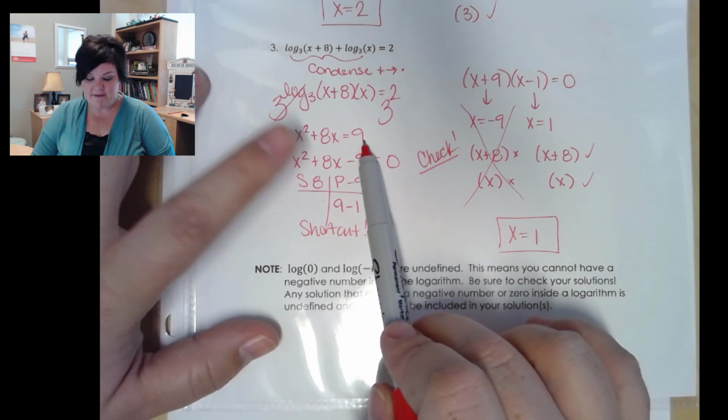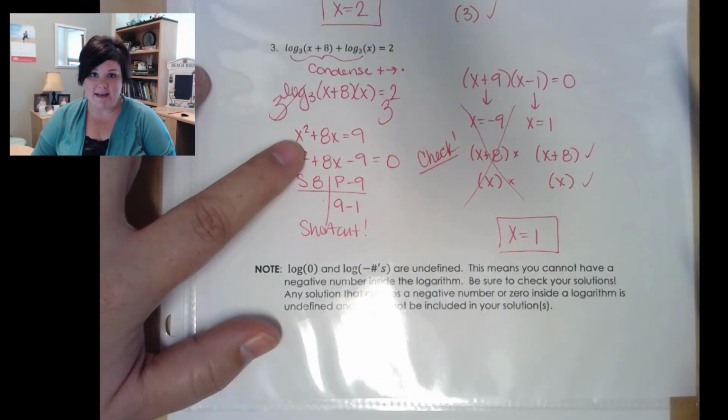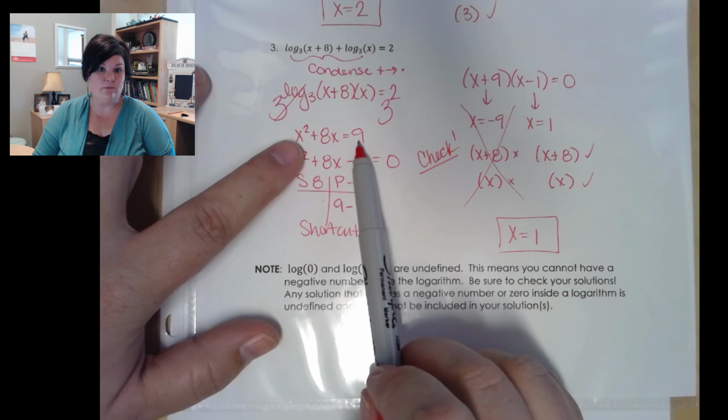And then because I have an x squared, that's a dead giveaway again that I'm going to have to factor or do quadratic formula. So I need it equal to 0, not 9.